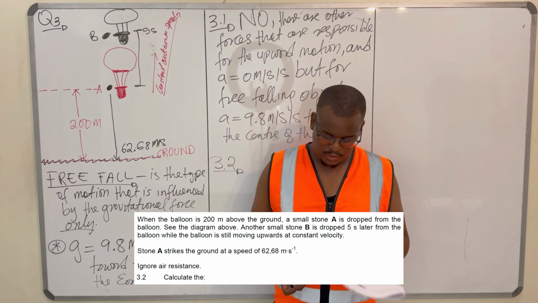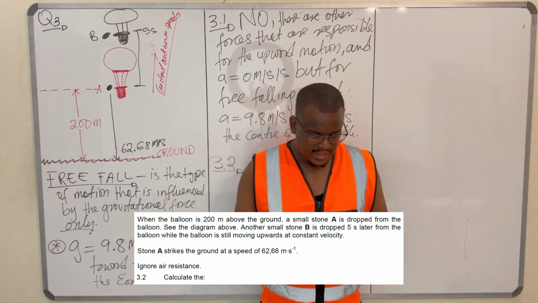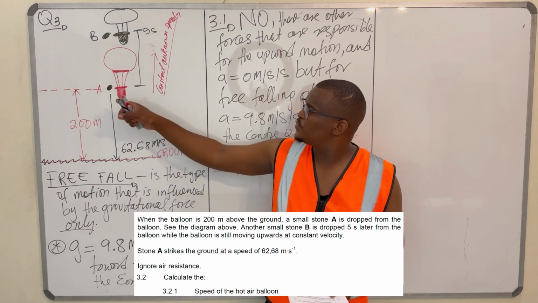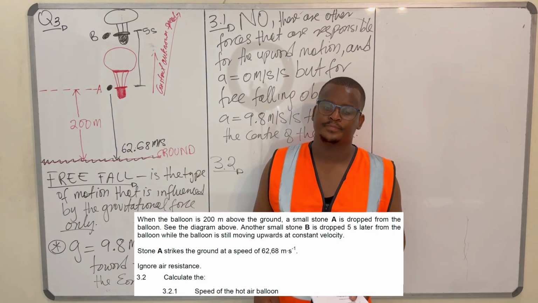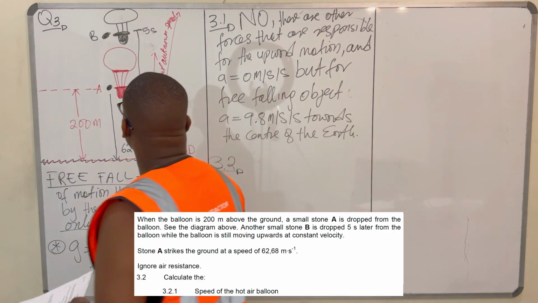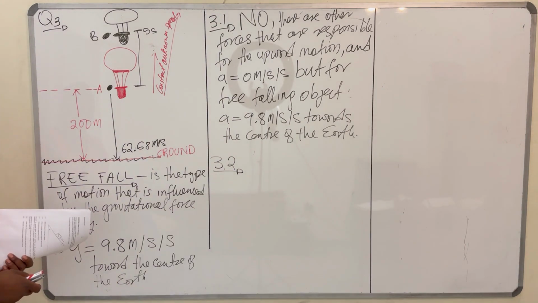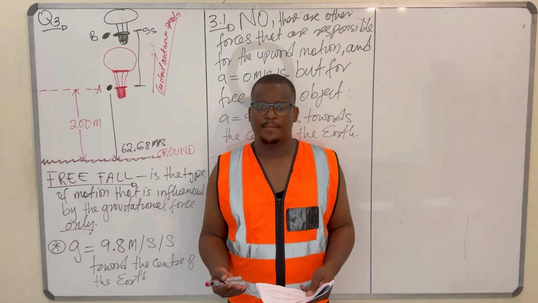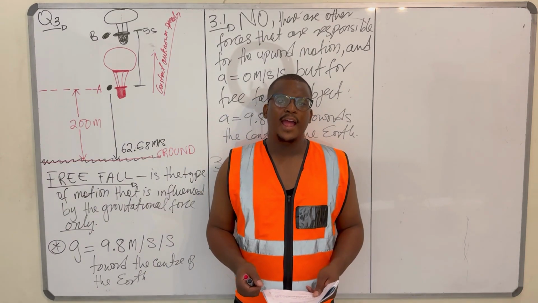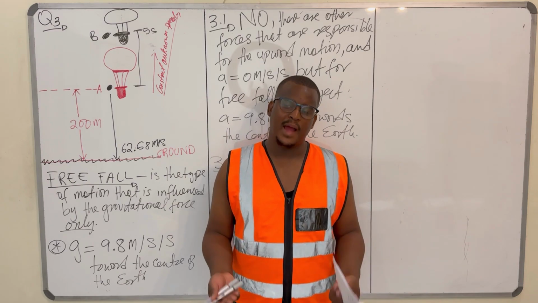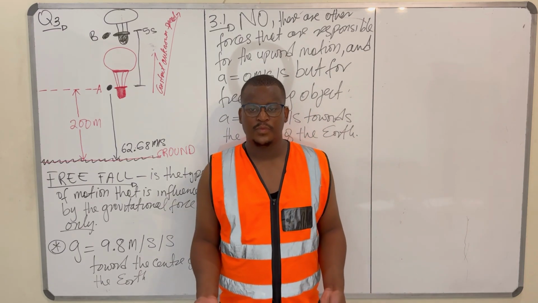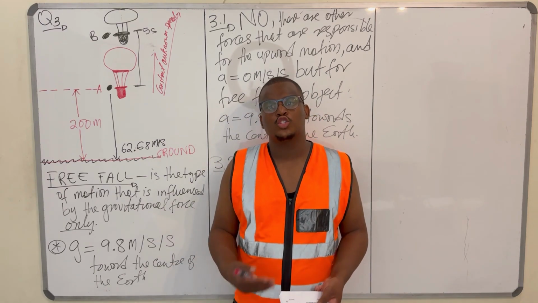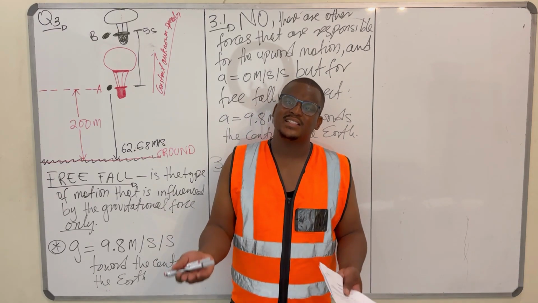So let's go to 3.2. They are saying calculate the speed of the hot air balloon. So they want us to calculate the speed of the hot air balloon. Okay, how do we do this? You know that if you are in a car, and the car is moving at 100 kilometers per hour relative to the ground, you are also moving at 100 kilometers per hour because you're inside the car. So you're moving at the same velocity as the car.